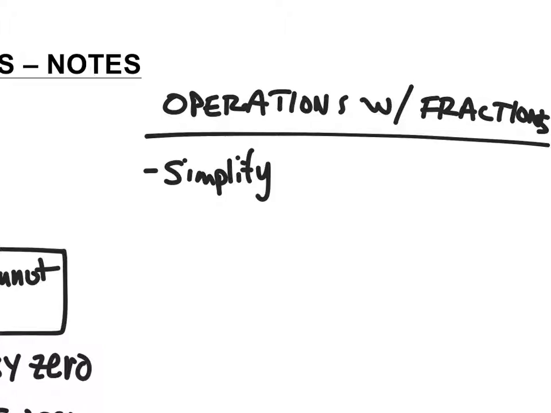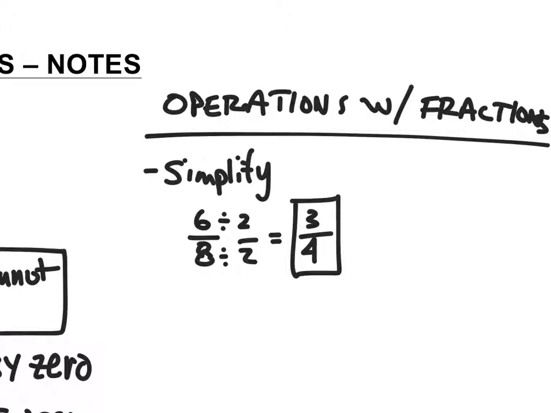Let's just say I have the fraction 6 over 8. One of the things that we can do is divide each of these numbers by 2. If I divide each by 2, I get 6 divided by 2, which is 3, and 8 divided by 2, which is 4. And there's no other number that I can divide into the numerator or denominator. This is one way to think about it.